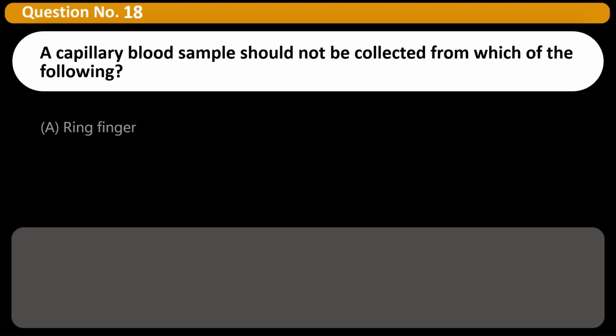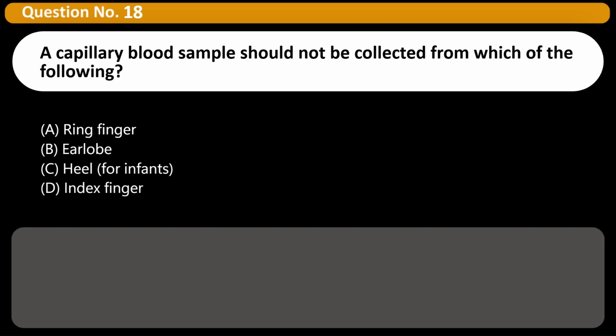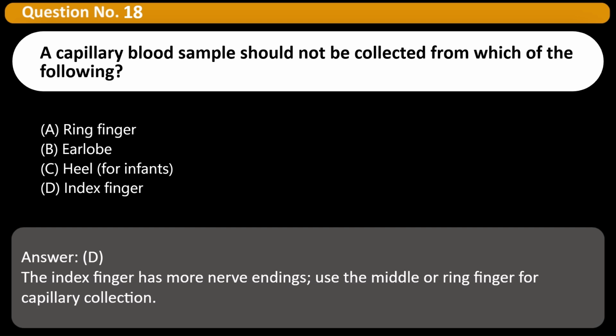A capillary blood sample should not be collected from which of the following? A. Ring finger. B. Earlobe. C. Heel, for infants. D. Index finger. Answer: D. The index finger has more nerve endings. Use the middle or ring finger for capillary collection.